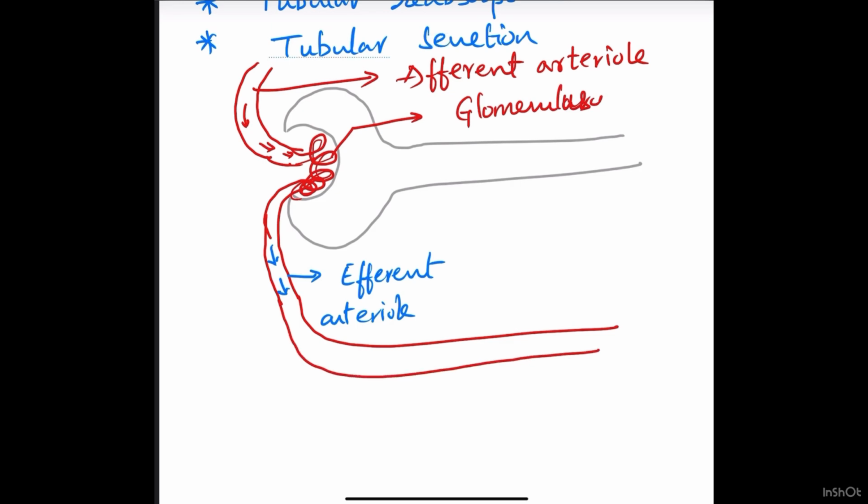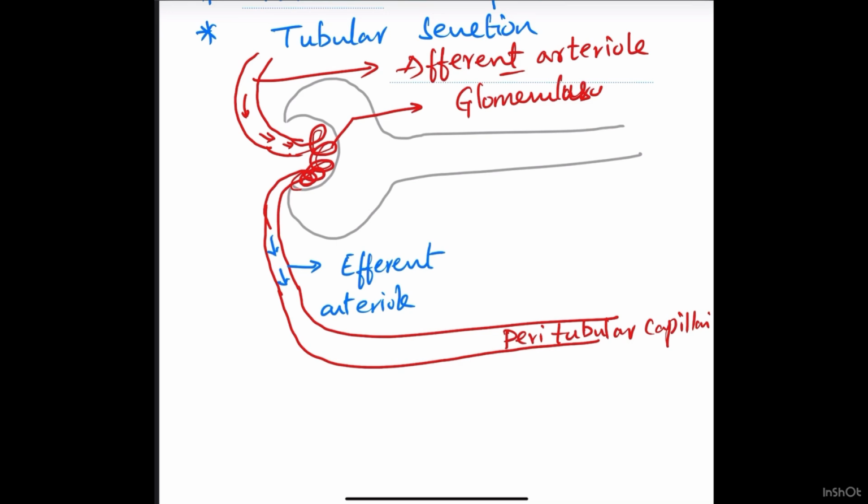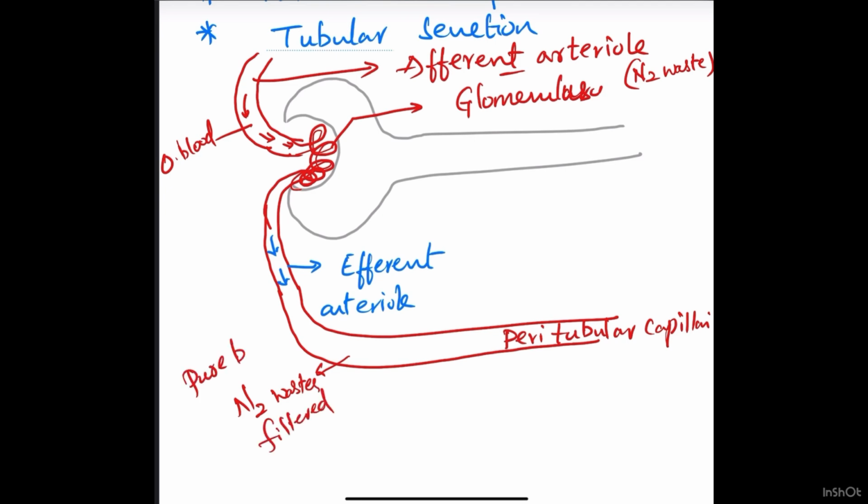Now this efferent arteriole will form peritubular capillaries. Remember, afferent arteriole and efferent arteriole, both are carrying oxygenated blood only. What's the difference then? Afferent arteriole will consist of more nitrogenous waste. Efferent arteriole will not consist of nitrogenous waste. Nitrogenous waste is filtered. That means pure blood, you can consider it pure blood in the aspect of nitrogenous waste.